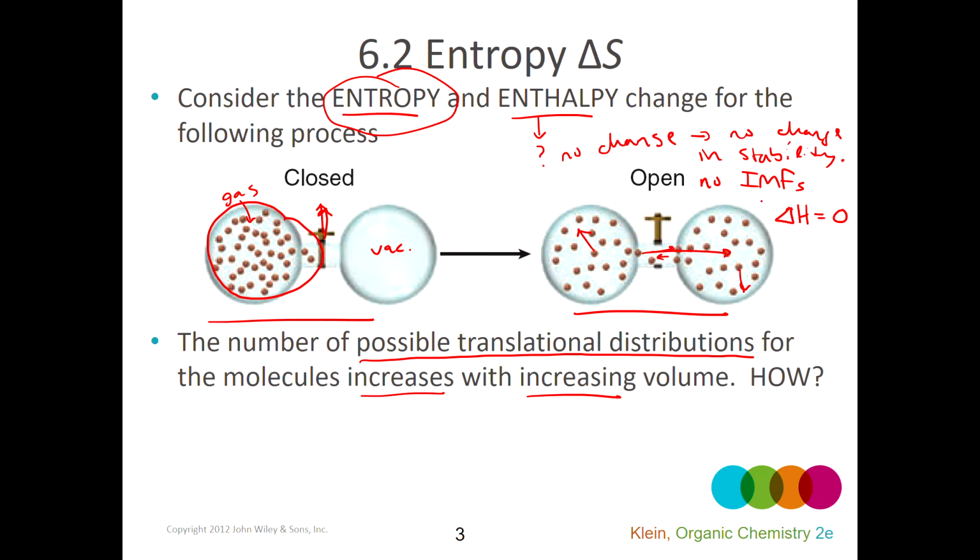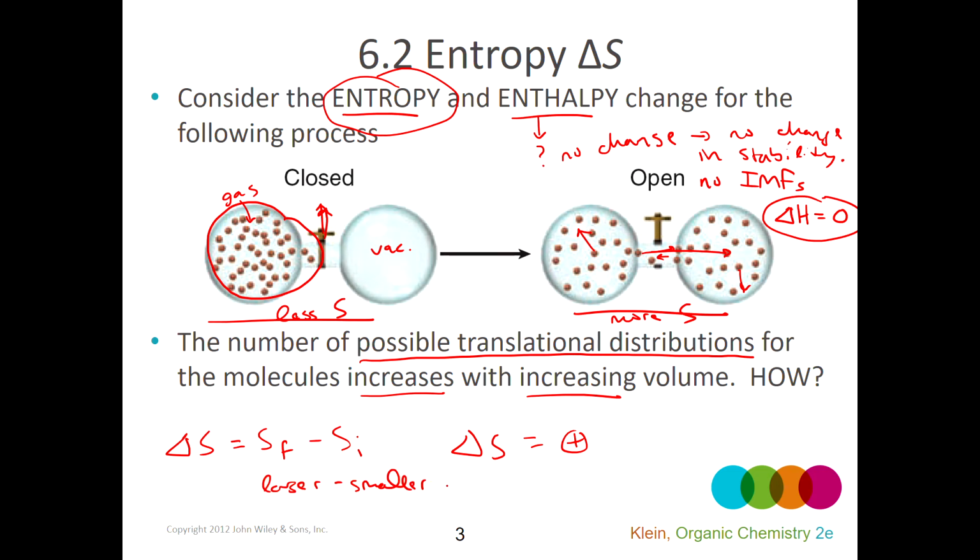So there's no change in enthalpy, but the change in entropy is positive because there's more entropy in the final state and less entropy in the initial state. If I do the change in entropy, delta always means change, that would be the final minus the initial. I'd have a larger value minus a smaller value, and that's how I get a positive number there.